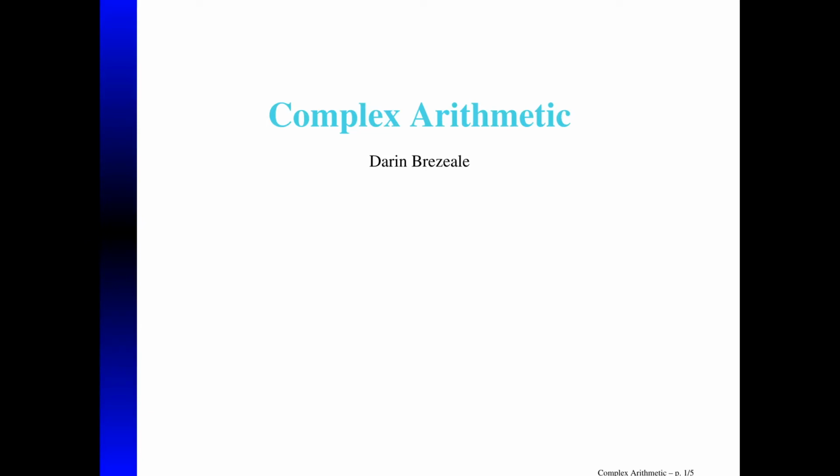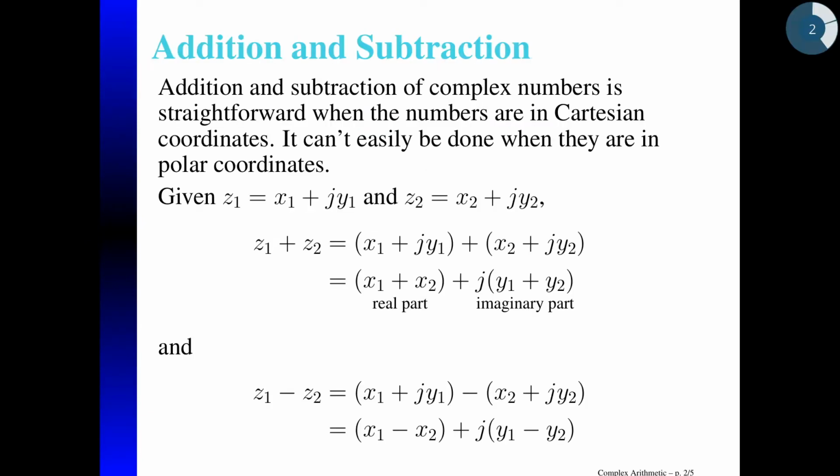Now let's look at how to do complex arithmetic. So addition and subtraction of complex numbers is fairly straightforward when the numbers are in Cartesian coordinates. However, it cannot be easily done when they're in polar coordinates. And in fact, I would assume that in most cases, given polar coordinates, people probably convert those to Cartesian coordinates and then just add them. So it's really like adding polynomials. You just add the like parts.